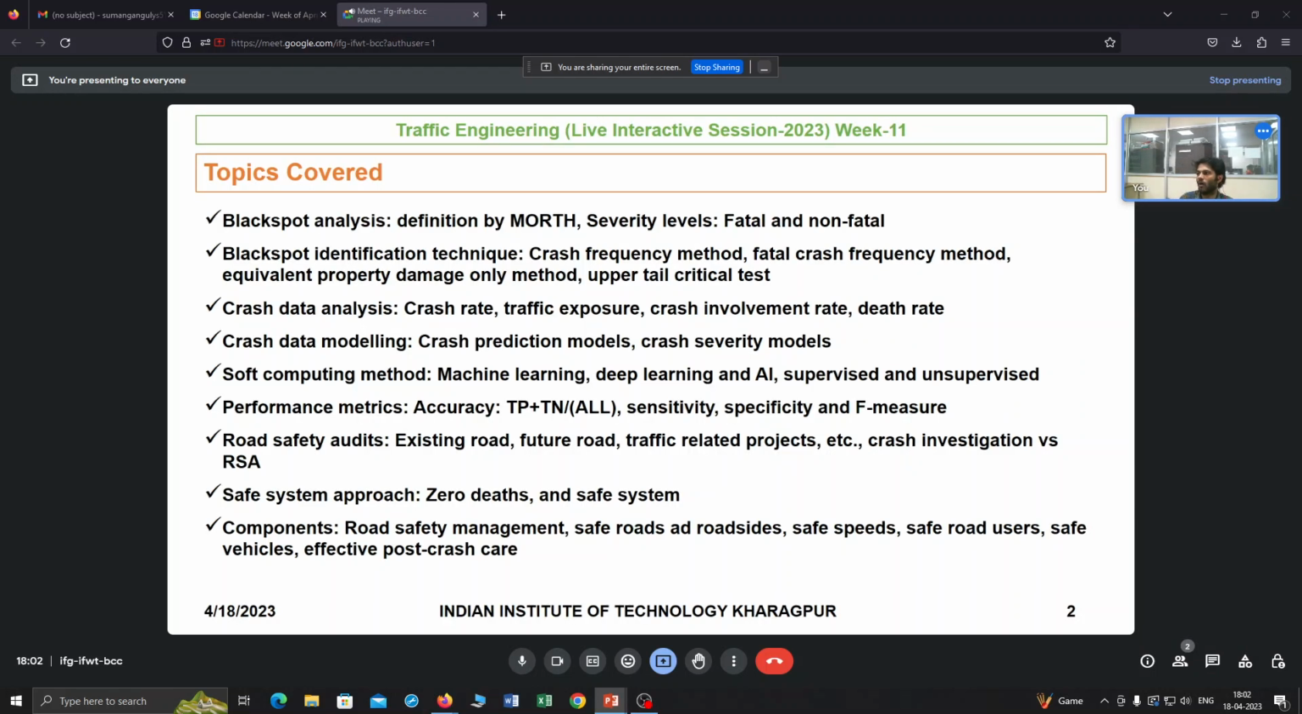So let's start today. This module is about black spot analysis, crash data analysis, as well as road safety audit and safe system approach. Basically, these are the typical outline or broader aspects of this particular road safety module. So first let's talk about the black spot analysis.